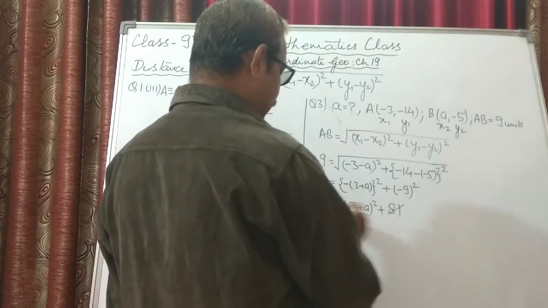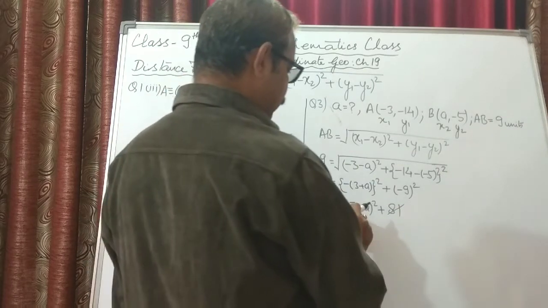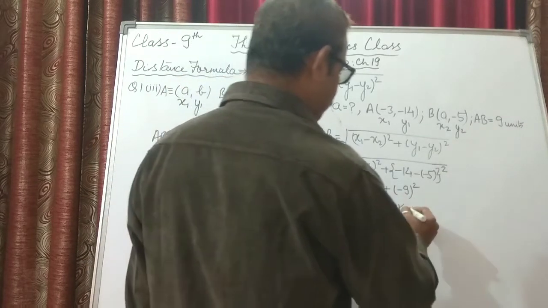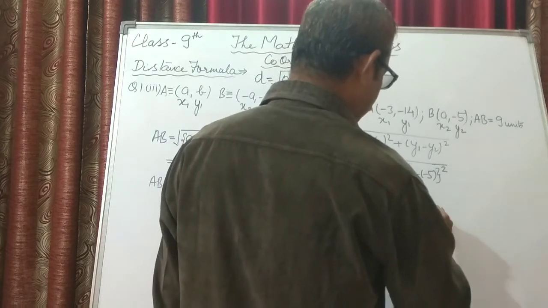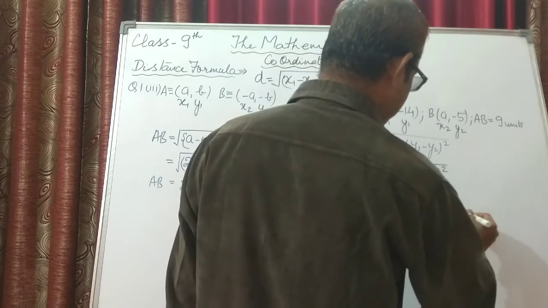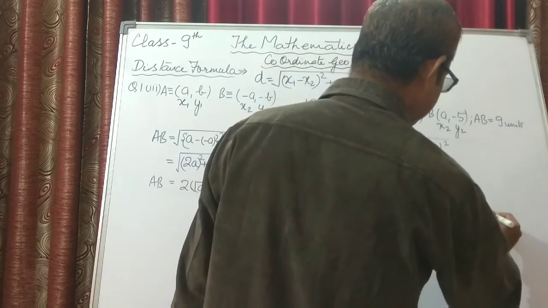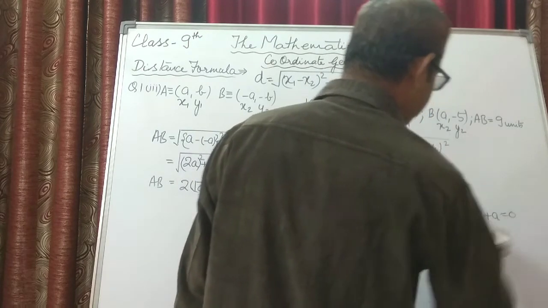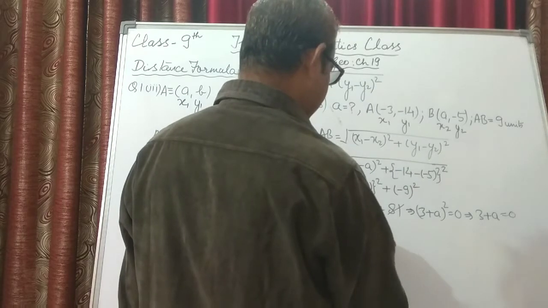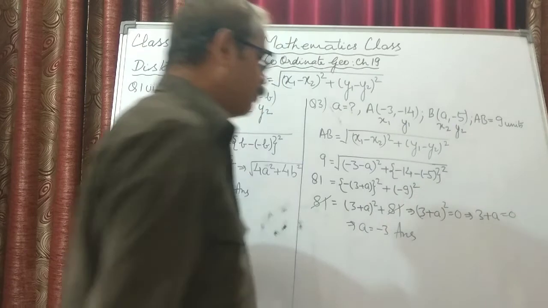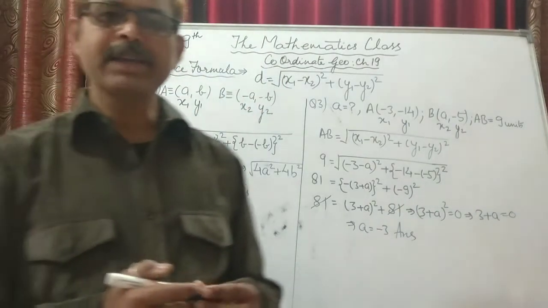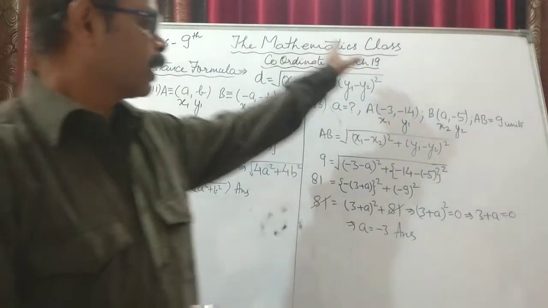So this 81 and this 81 cancel. It means (3 plus a) whole square is equal to 0. Implies that 3 plus a is equal to 0. Implies that a is equal to minus 3. So what is the value of a? Value of a is minus 3. This is how we calculate.